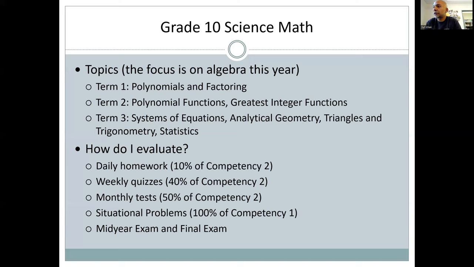Weekly quizzes and monthly tests are also evaluation tools that are used. And over the course of the year, we'll have some situational problems as well. This year, we will have a mid-year exam in the first week of February. And we have a couple of final exams at the end of the year in June.